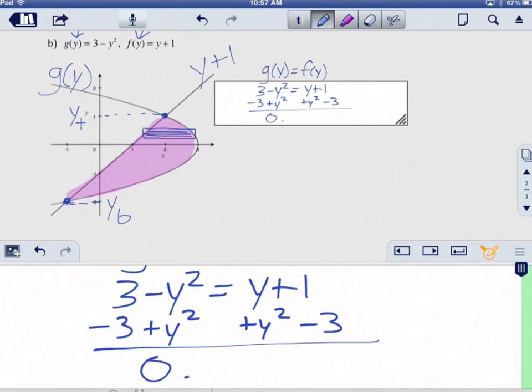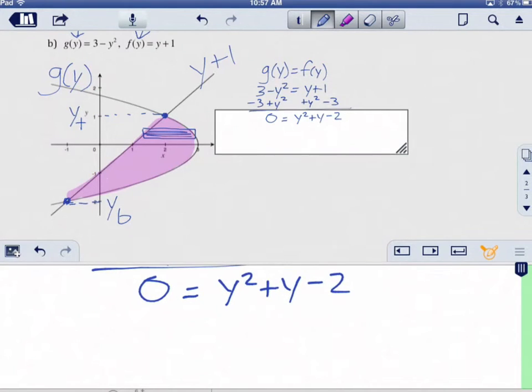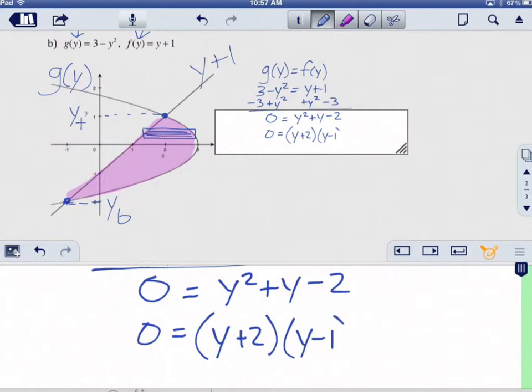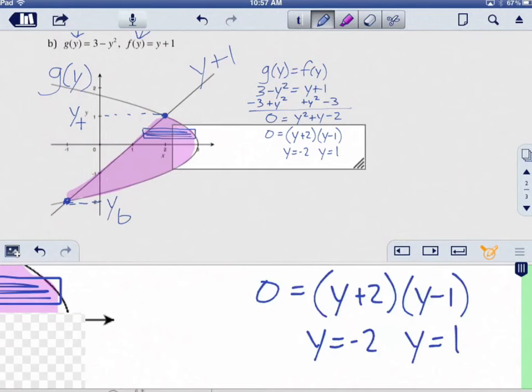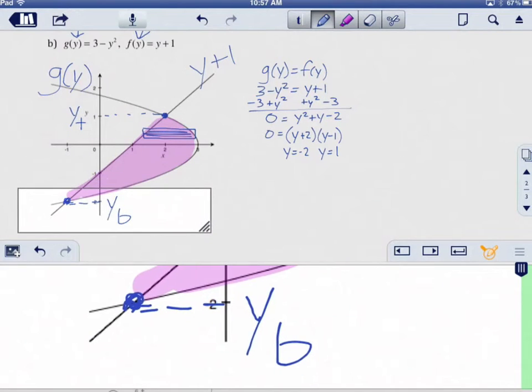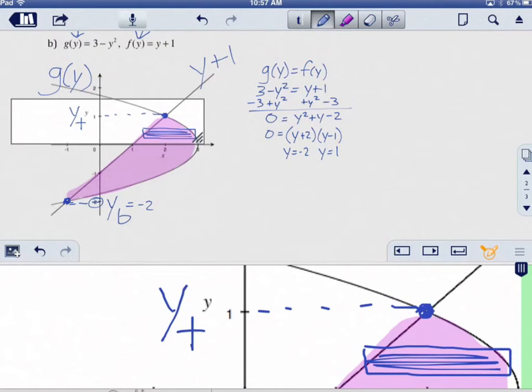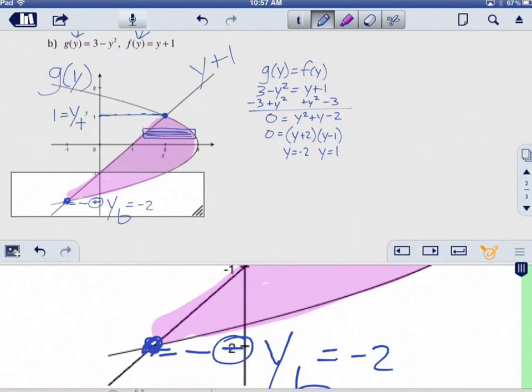So this gives me 0 equals y squared plus y minus 2. Then I'm going to solve this by factoring. So we have y plus 2 times y minus 1. And this gives me y equals negative 2 and y equals positive 1. So let's just identify those intersections and make sure that it's correct. So here is your y equals negative 2. And here is your y equals positive 1. And you can see that it does work right there.